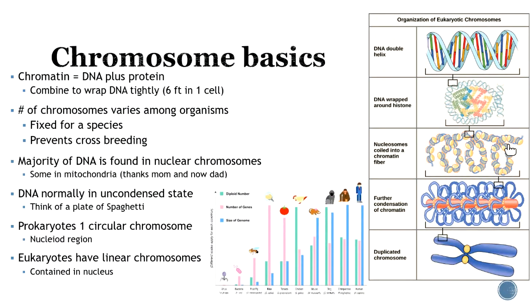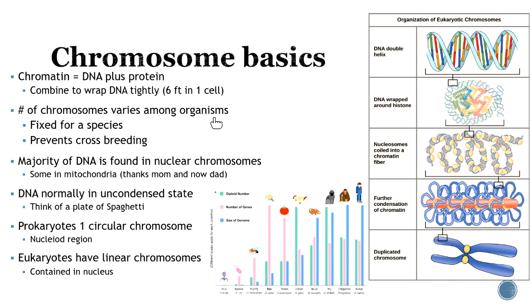And then what we do next is we keep condensing and condensing and wrapping around more and more proteins to where we get to what you're probably used to seeing, that happy little X, which is a chromosome. Now here's some other cool facts about them. The number of chromosomes varies amongst different organisms. So just because you have more chromosomes doesn't make you more complex.